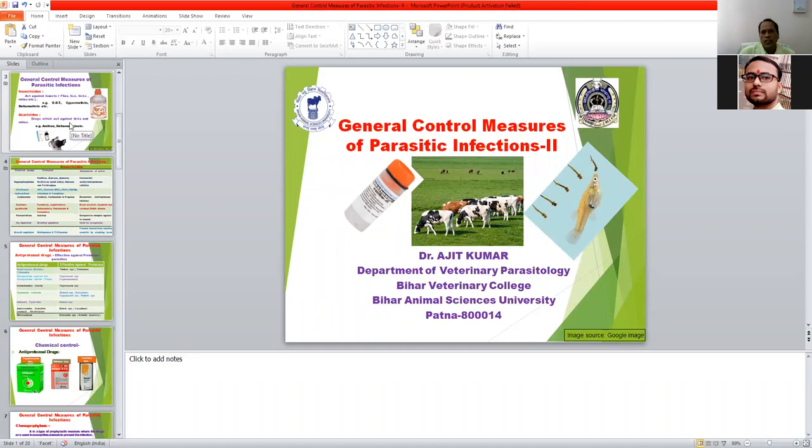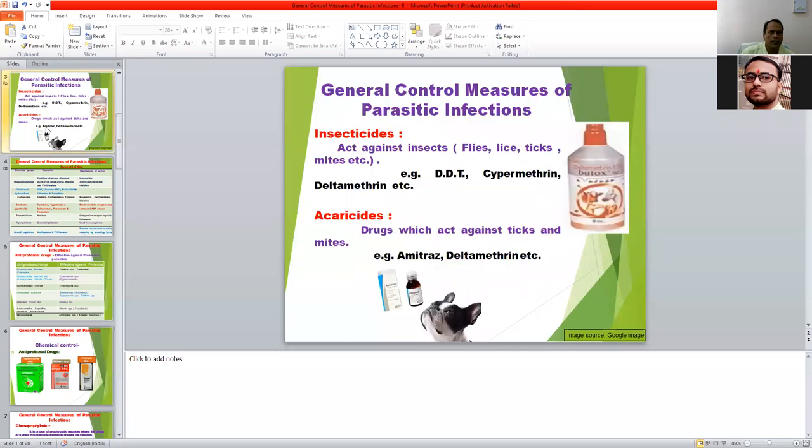Today I continue the general control measures of parasitic infection with insecticides. Drugs which act against insects, to kill or control insects like fleas, lice, ticks, bugs, are known as insecticidal drugs, like DDT, which you may know, and cypermethrin and deltamethrin; all are insecticides. Insect is a broad term; it includes fleas, flies, lice, ticks, mites, bugs. Another class is acaricides, the drugs which act against ticks and mites.